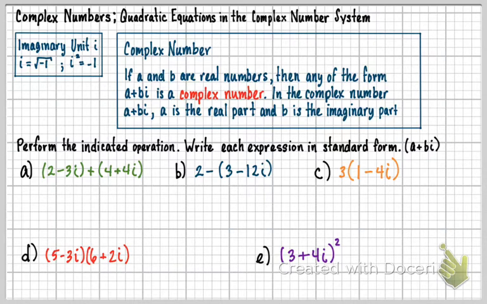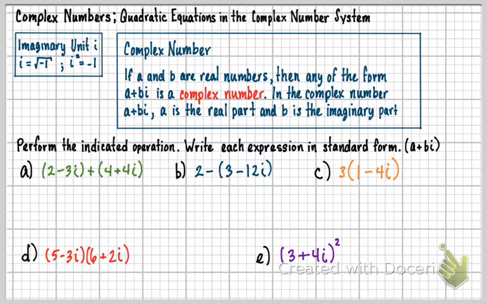Okay, with those two facts now, we can move on and talk about complex numbers. So it says here for complex numbers, if a and b are real numbers, then any number of the form a plus bi is a complex number. In a complex number a plus bi, a is the real part and b is the imaginary part.